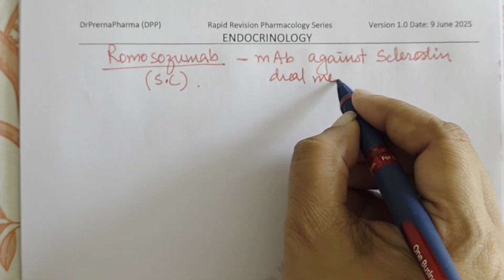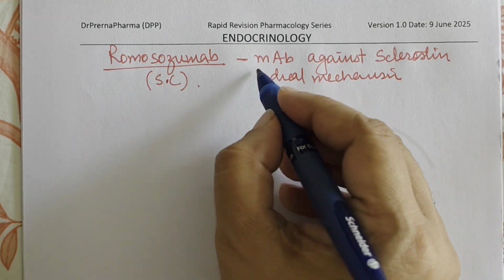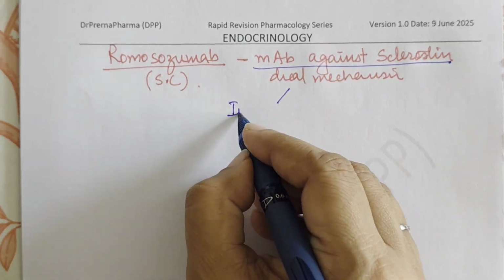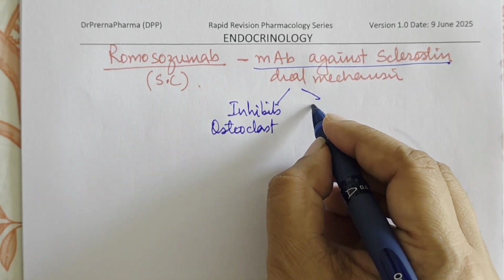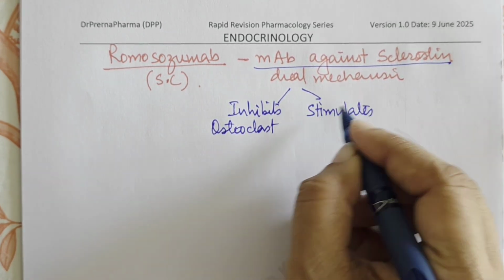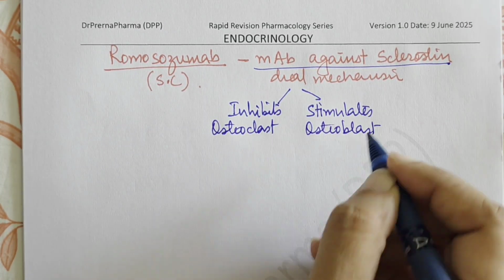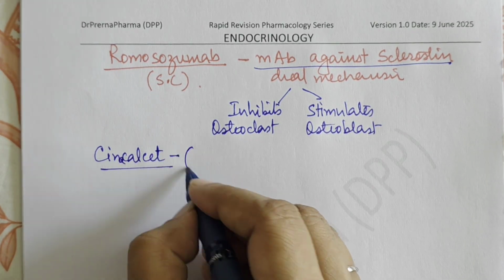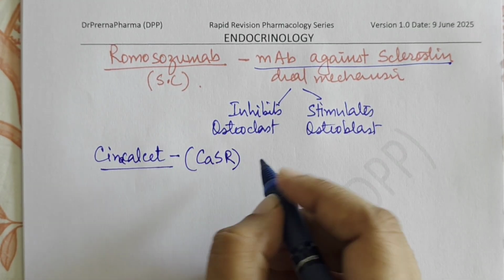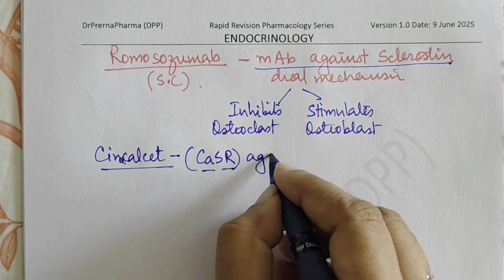It has a dual mechanism. What is the dual mechanism? As it is a monoclonal antibody against sclerostin, it inhibits osteoclast and it stimulates osteoblast. Then there is a drug called cinacalcet. Now cinacalcet is actually an agonist of the calcium sensitive receptor.